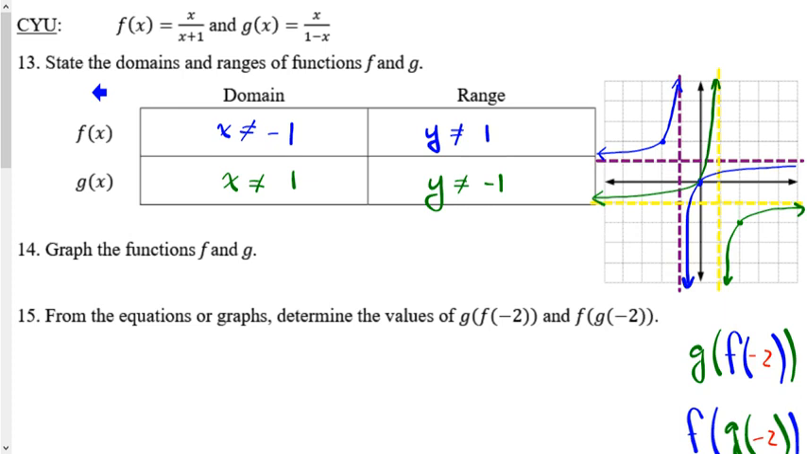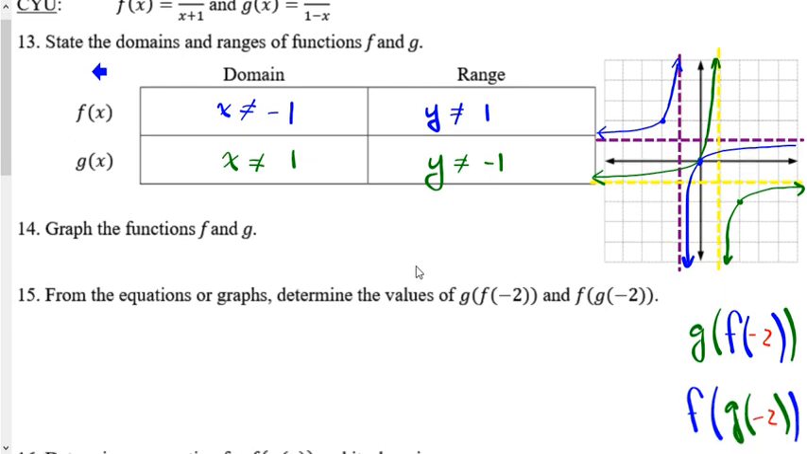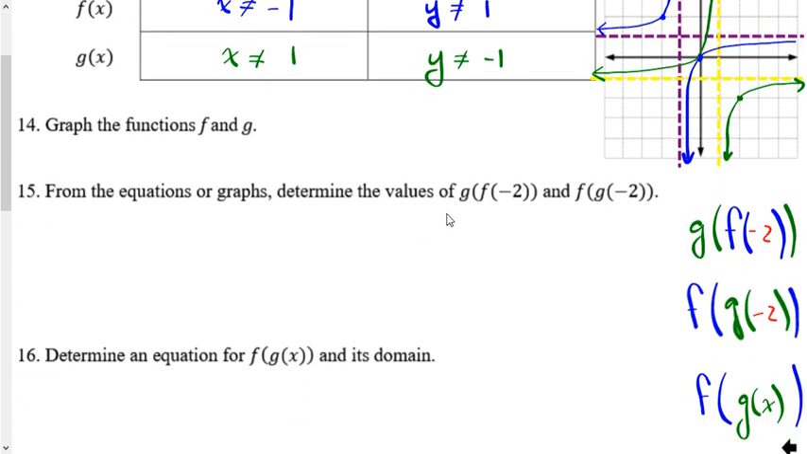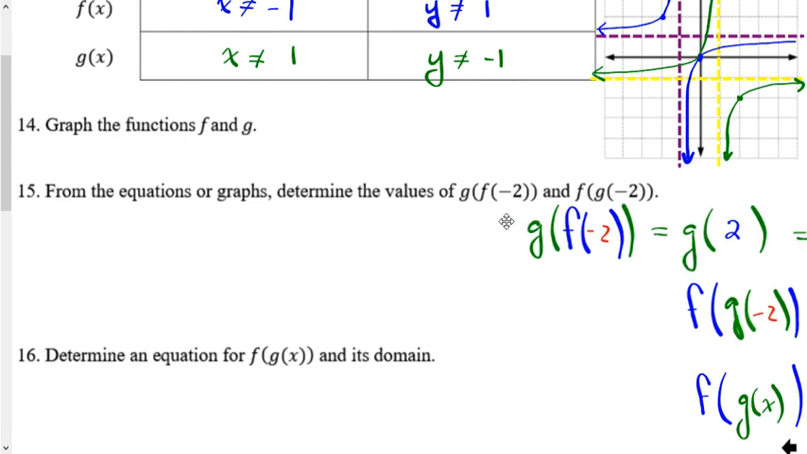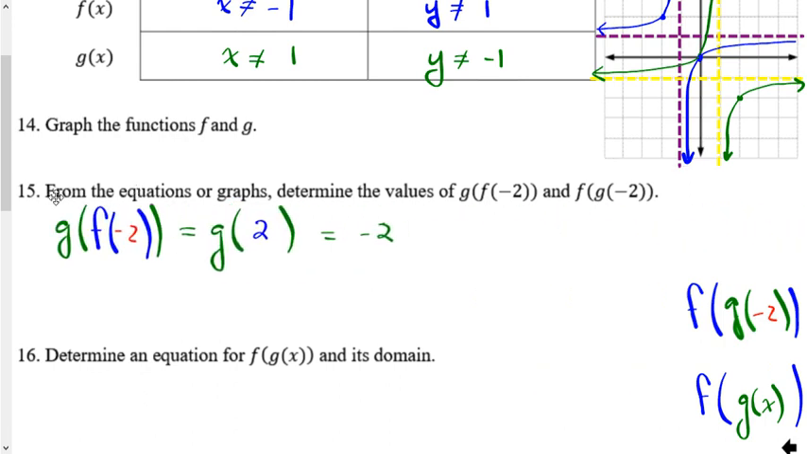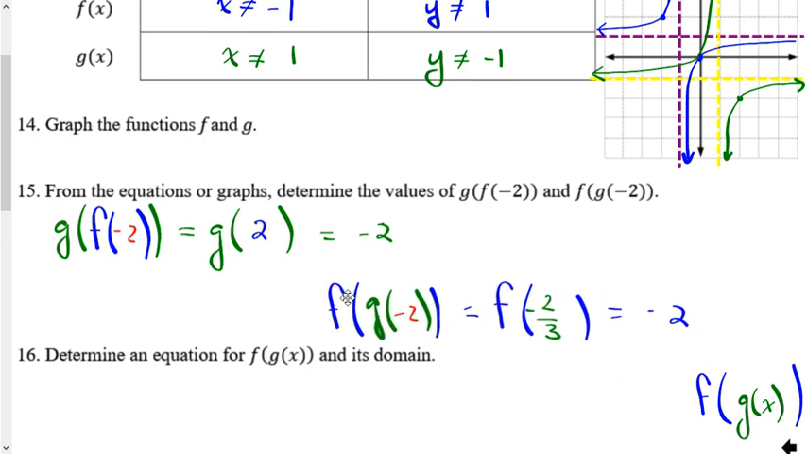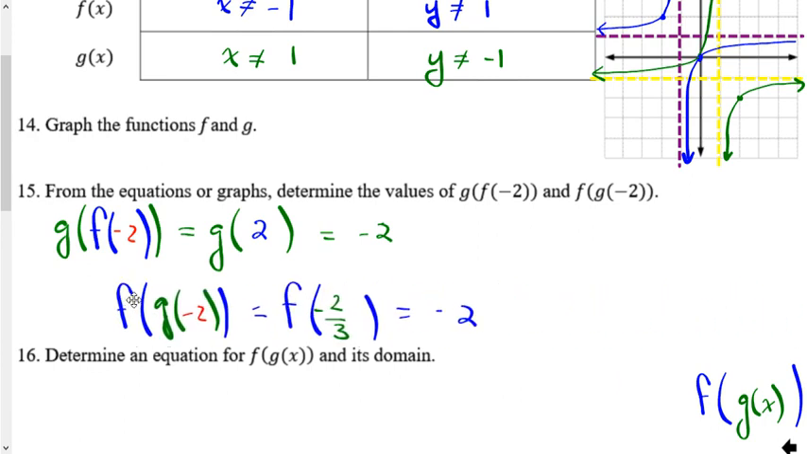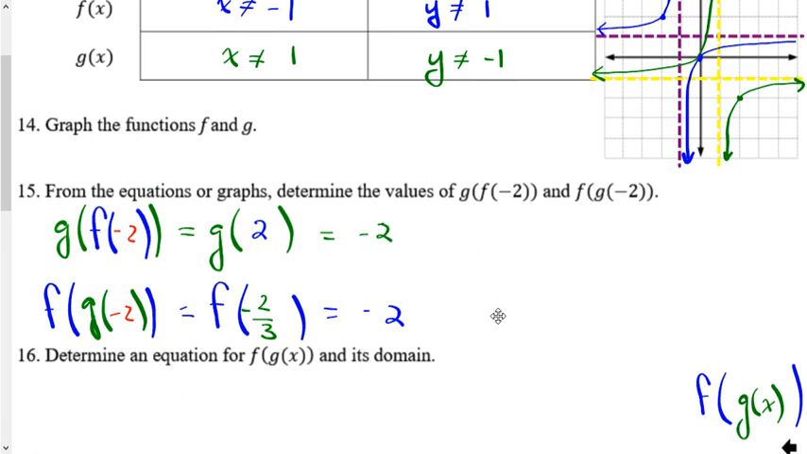From the equation or the graphs, we want to find g of f of -2 and f of g of -2. So this time I did it algebraically from the equation. So here's what I get for g of f of -2 and for f of g of -2. So both of them are giving me -2 as output. Interestingly enough, oh look, this input gives me that output in this composition. This input of -2 gives me the same output of -2. Curious.